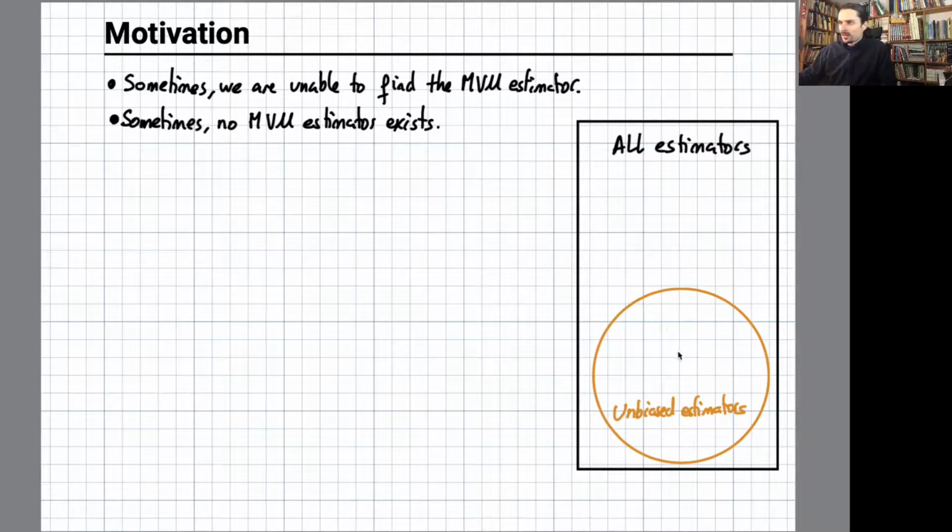estimator, right? And that one may not exist precisely because the variance, our criterion, is dependent on the unknown parameters, right? So it may happen that for some values of the parameters, one estimator is the best, but for a different value of the parameters, another estimator is the best, right? So therefore, that's when no MVU estimator is said to exist. Okay.